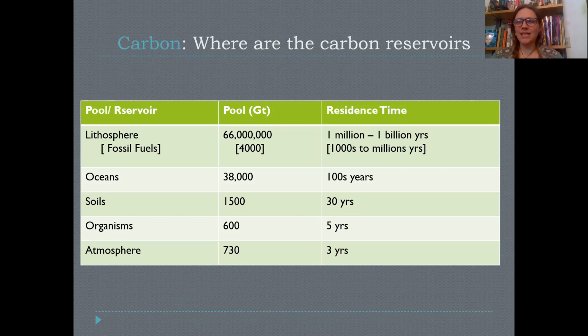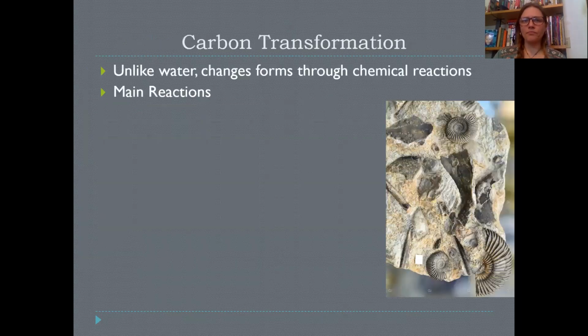The residence time, how long carbon stays in these different reservoirs, is usually directly related to the size of the reservoir. Bigger reservoirs usually have longer residence times. Carbon that ends up in the lithosphere might be there for millions or billions of years, at least many thousands of years. In the ocean, carbon might be captured for hundreds of years. In soil, maybe tens of years, decades. And in organisms and the atmosphere, it's usually a shorter period of time.